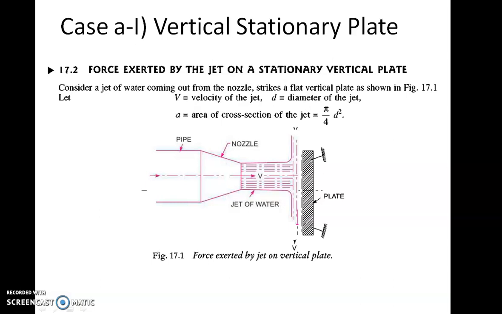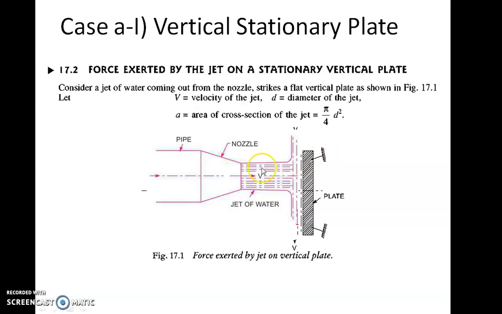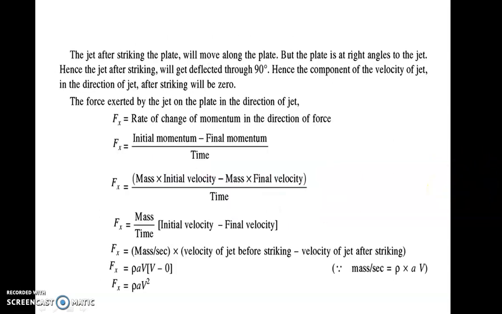Let us see the force exerted by the jet on the plate. Now, as seen in the figure, the force exerted by the jet on the plate can be calculated from the impact of jet, that is the impulse momentum principle. We know from Newton's second law of motion that the force exerted by the jet on the plate in the direction of the jet is given by the rate of change of momentum in the direction of the force.